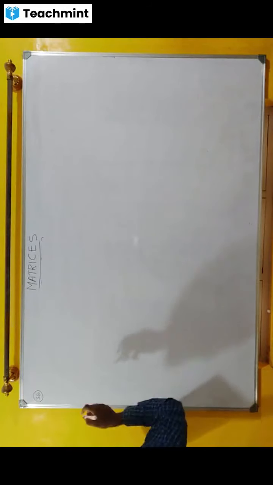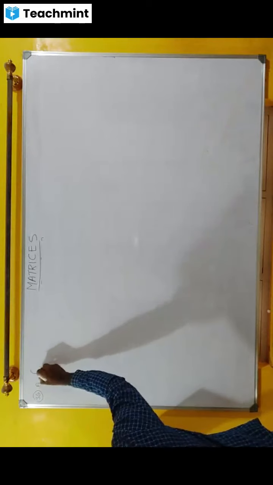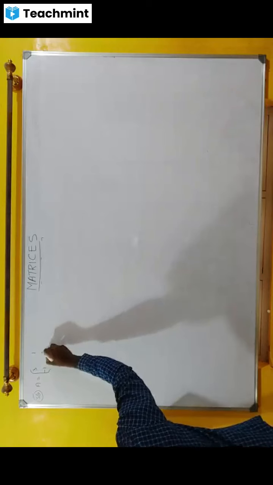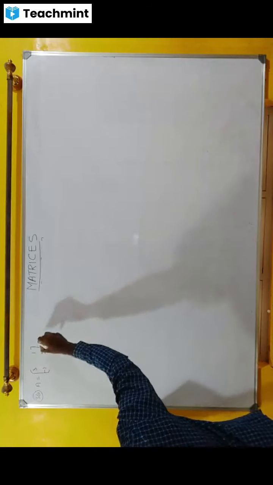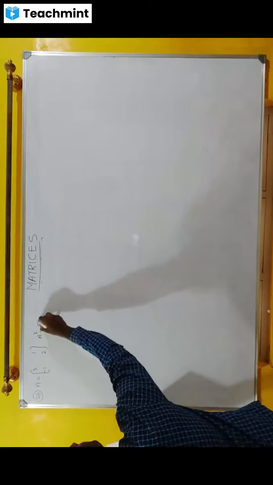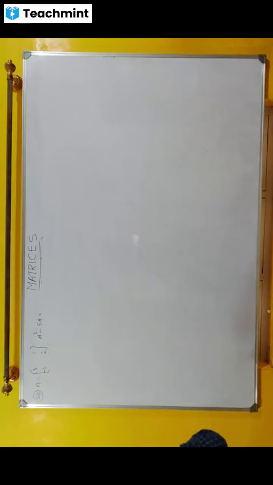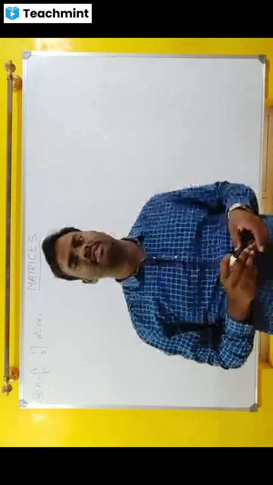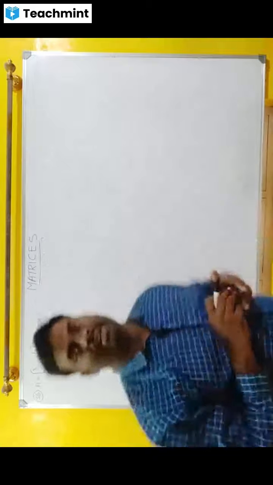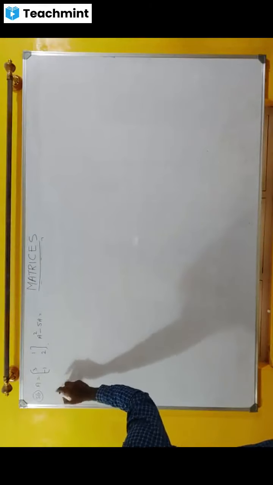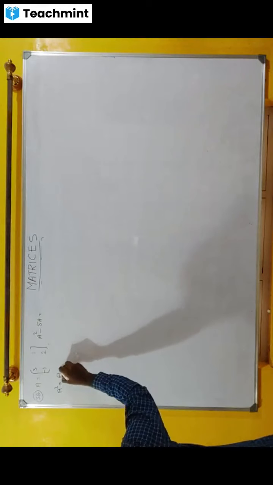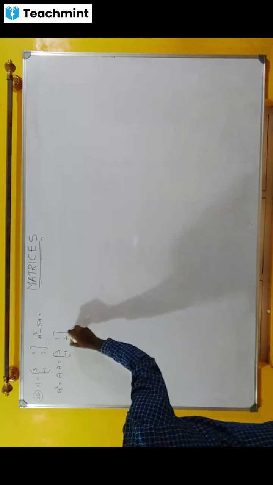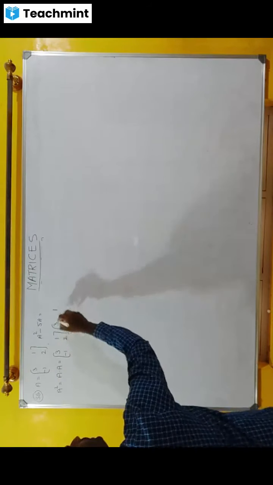In question number 36, they have given A equals [3, 1; minus 1, 2]. Then we need to find A square minus 5A. So in this question, a matrix is given, we need to find A square minus 5A. So first I am finding A square. How to find A square? A into A. That is nothing but [3, 1; minus 1, 2] into [3, 1; minus 1, 2].